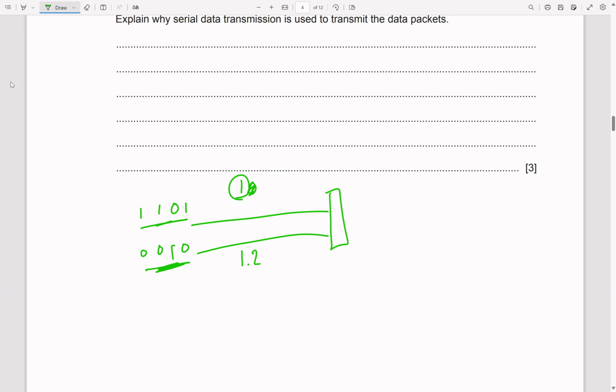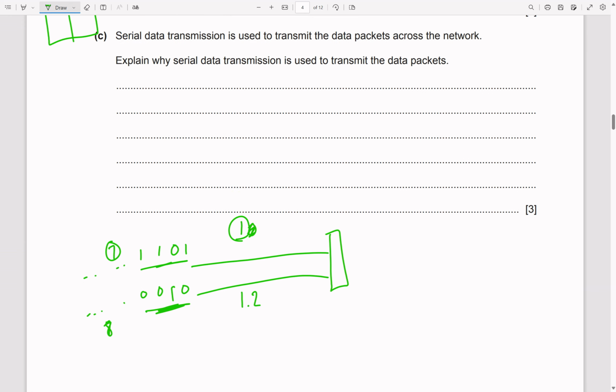So if this keeps on going, what we might have is, let's say, bit 8 might arrive at the same time as bit 7 from here arrives. So the data is going to get skewed. It's going to become out of sync, effectively. So yeah, I think we can say that.